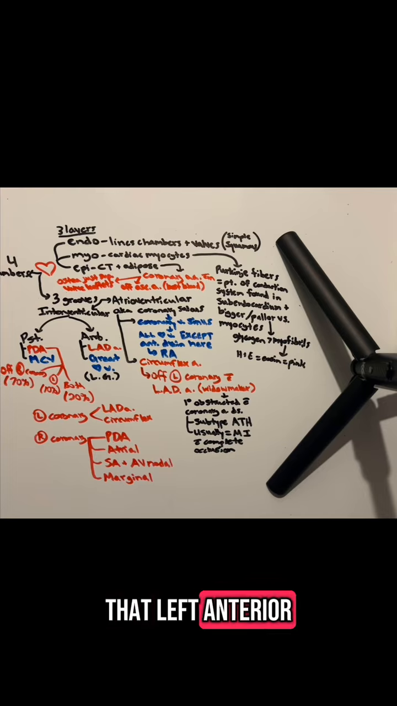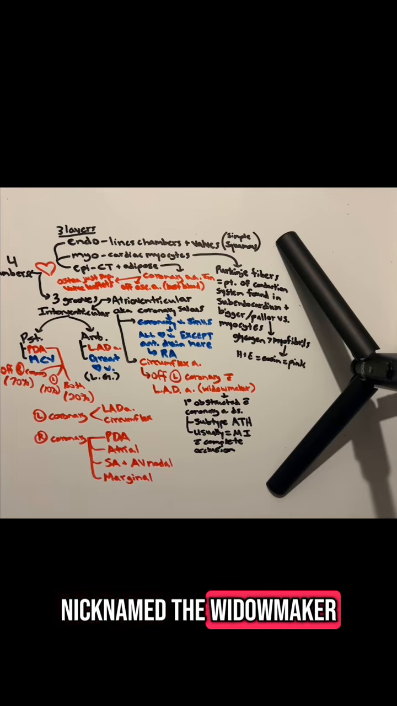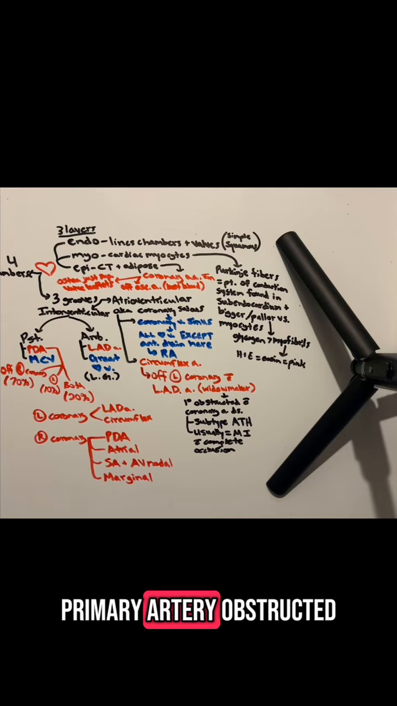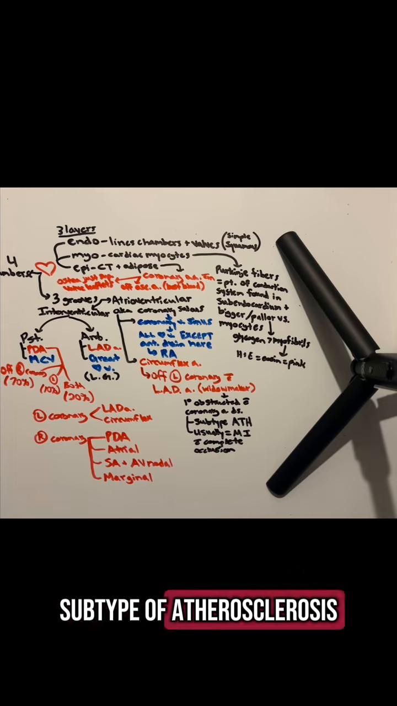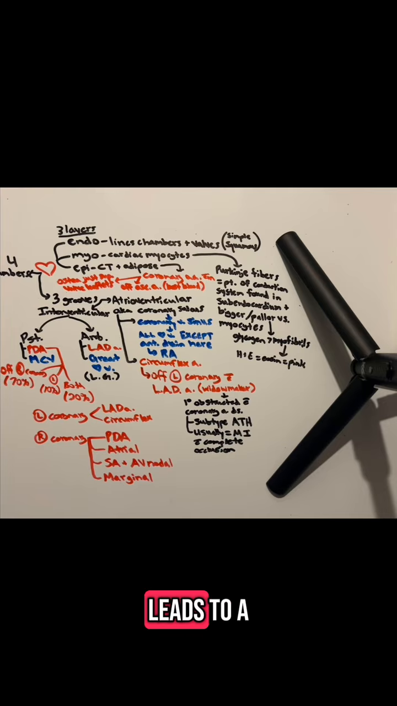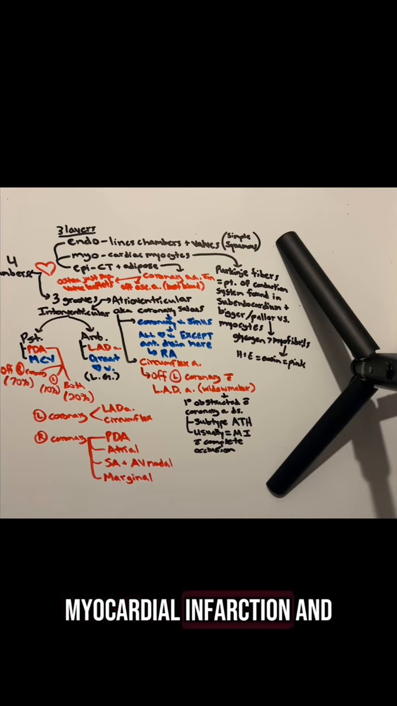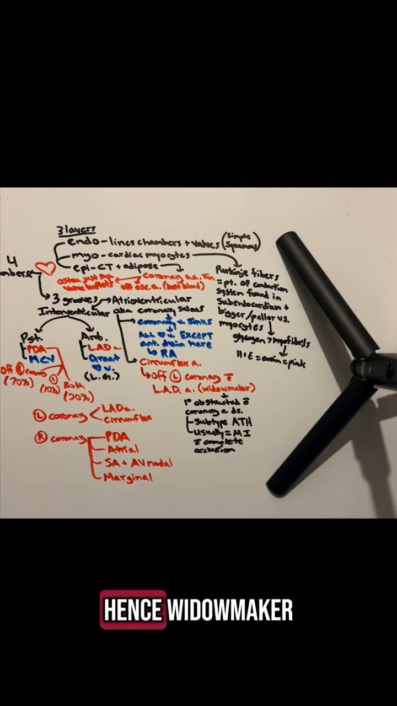And that left anterior descending artery is nicknamed the widowmaker because it's the primary artery obstructed with coronary artery disease, which is a subtype of atherosclerosis, and it usually leads to a myocardial infarction and eventually death, hence widowmaker.